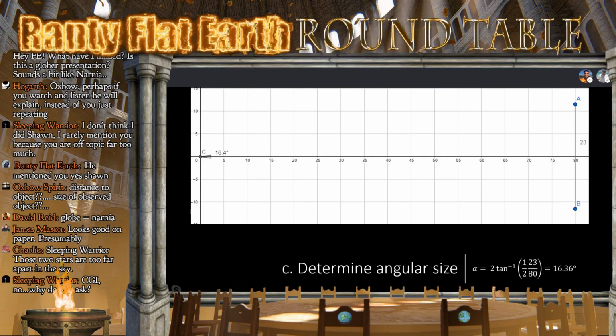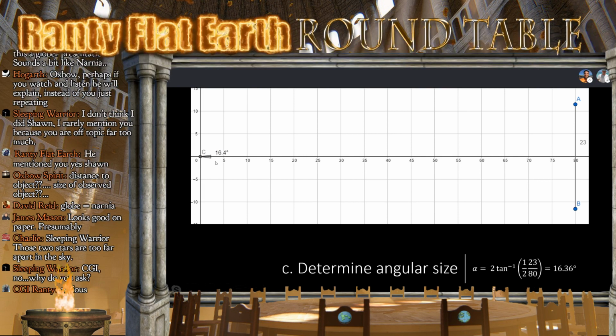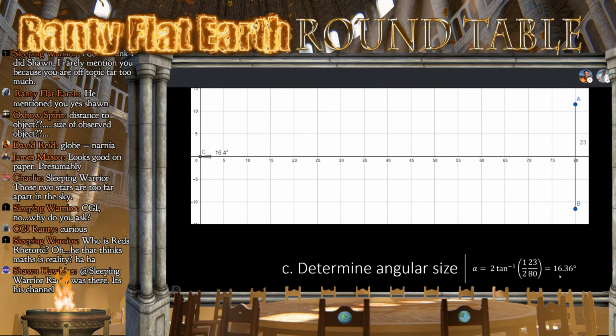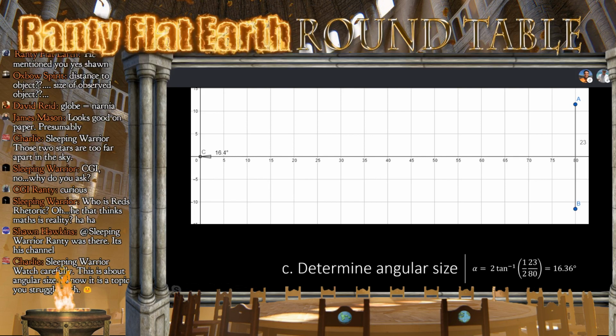The angular size of my 23-inch whiteboard from 80 inches away is 16.36 degrees. And I can verify this with GeoGebra by creating a line 23 inches long, or 23 units long, 80 units away from my observer, and measuring the angle from A to C to B. And the angular size rounded to a single decimal place is 16.4, which is what you get when you round 16.36 up. So I've successfully determined the angular size of a 23-inch object from 80 inches away should be 16.36 degrees.